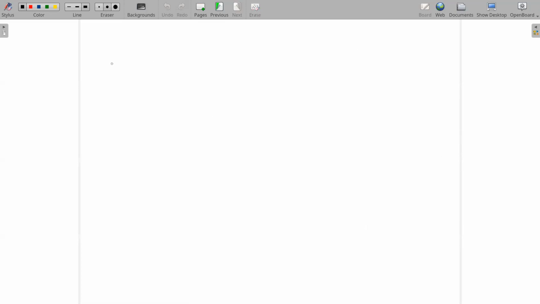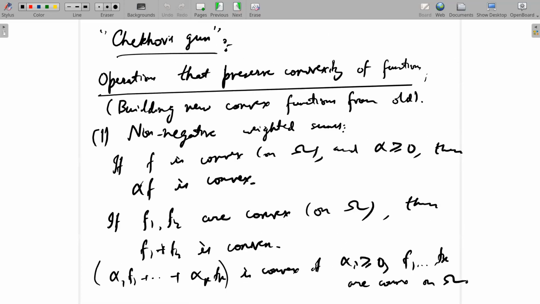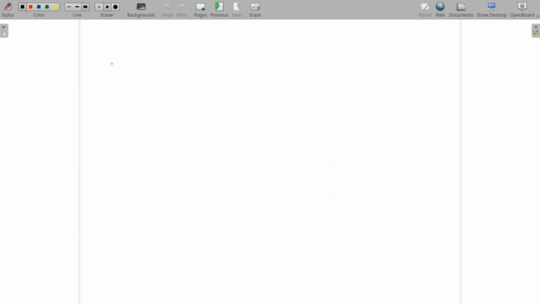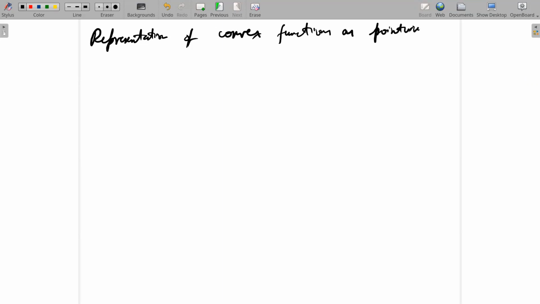All right. Now, we said we will build up new convex functions from old, but it turns out this number 3 is in fact a universal recipe to build convex functions out of affine functions. So this is a theorem we're going to talk about: representation of convex functions as pointwise supremum of affine functions. So affine functions, naturally you understand these are convex functions.